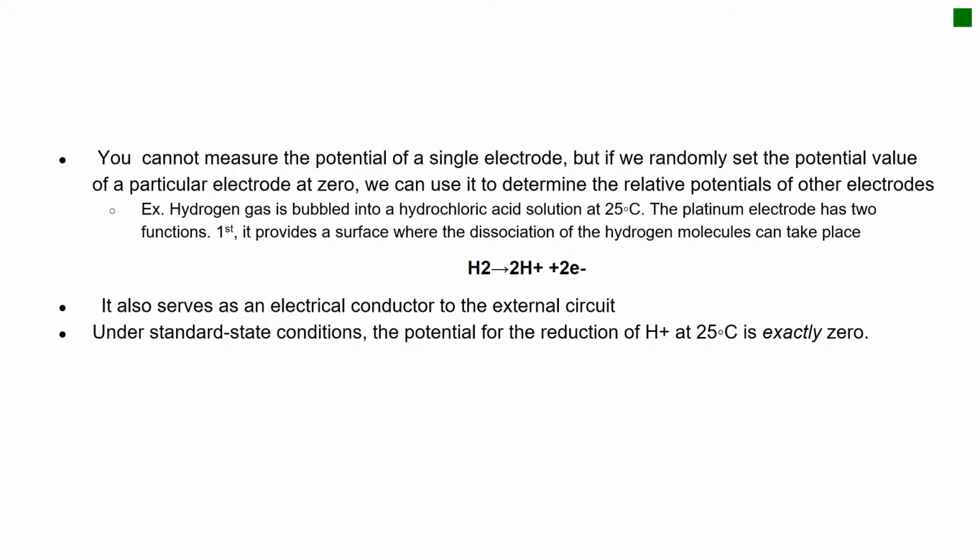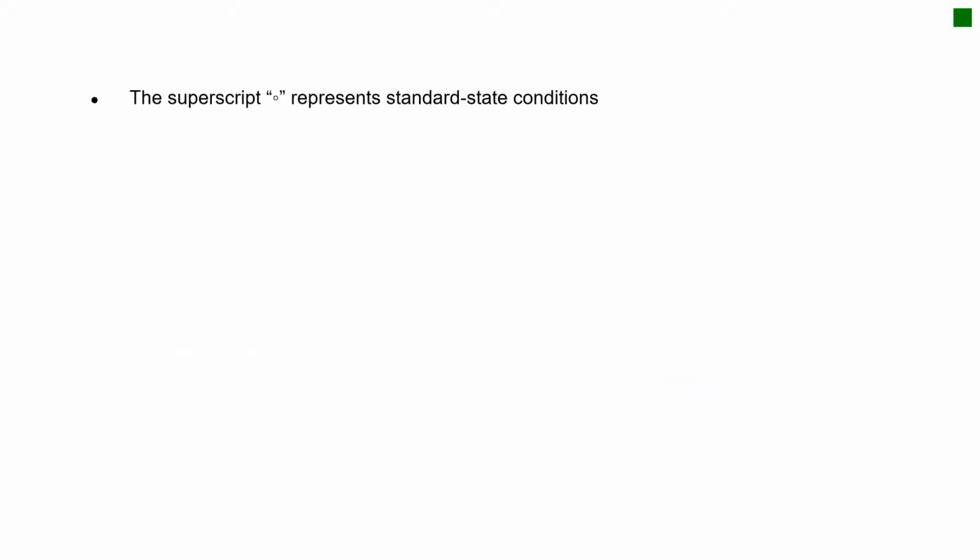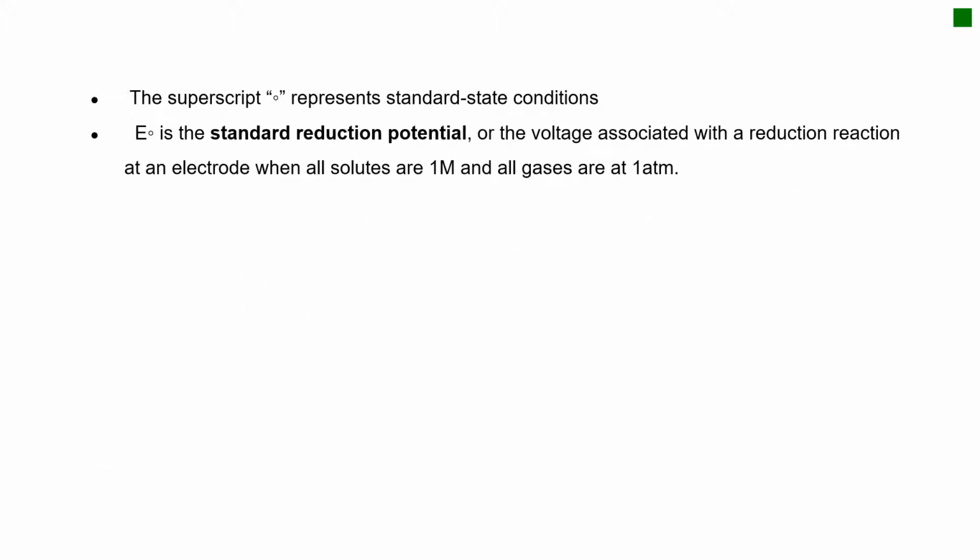Under standard state conditions, when the pressure of hydrogen is 1 atmosphere and the concentration of the hydrochloric acid solution is 1, then the potential for the reduction of hydrogen ions at 25 degrees Celsius is exactly 0. So here we can see that the standard reduction potential is 0 volts. The superscript, this one that looks like a little degree sign, represents the standard state conditions. So here, E° is the standard reduction potential, or the voltage associated with the reduction reaction at an electrode when all the solids are 1 and all gases are 1 atmosphere.